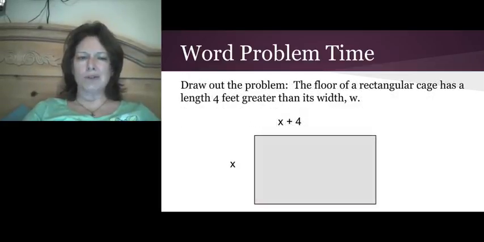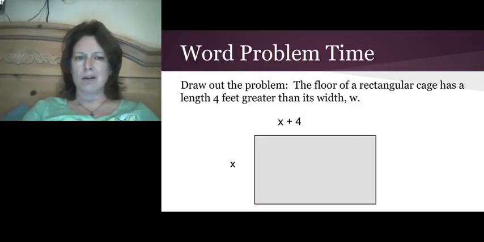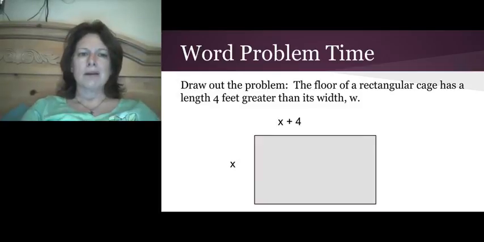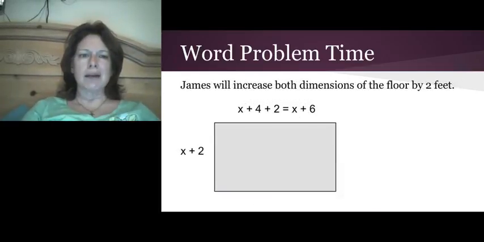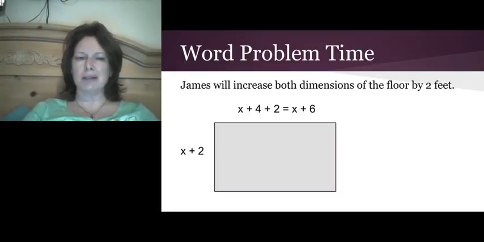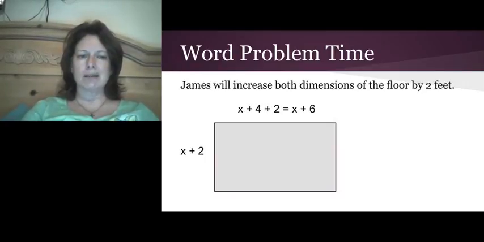Let's see if this is what you got. The floor of the rectangular cage has a length that's 4 more than the width. So if the width is something we do not know, we'll use the variable x. And the length is 4 more than that, or x plus 4. Next part of the word problem stated that James will increase both dimensions of the floor by 2 feet. So if he increases the length by 2, it will now become x plus 6. And he will increase the width by 2, it will now be x plus 2.